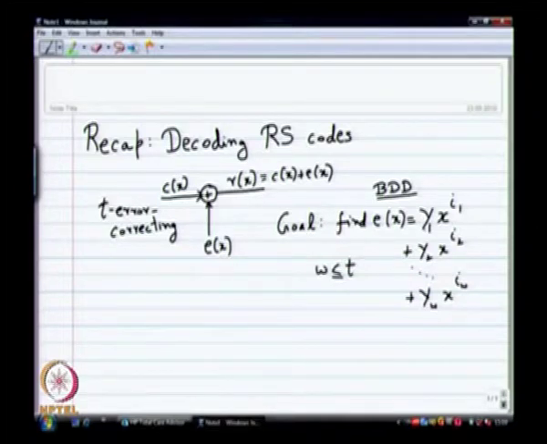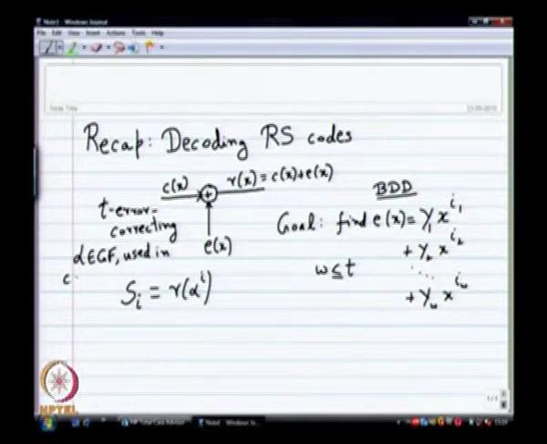So the first task is to find syndromes. Okay. The syndrome, the ith syndrome is defined as R evaluated at alpha power I. What is alpha? Alpha is, well, it belongs to some Galois field, okay, used in constructing the code. Okay. So hopefully it is clear what I mean by alpha.